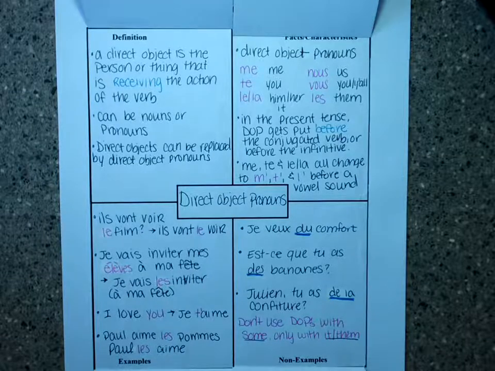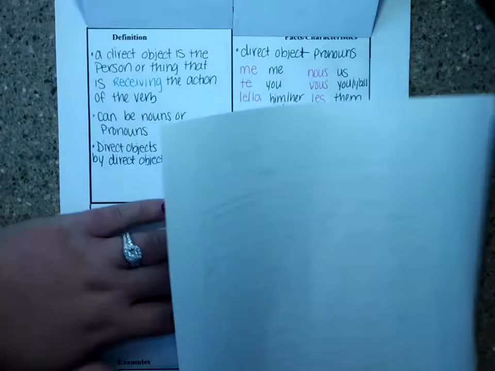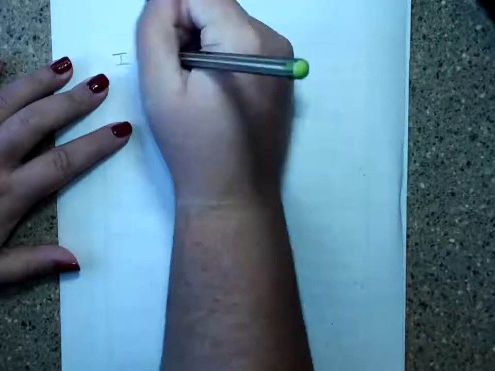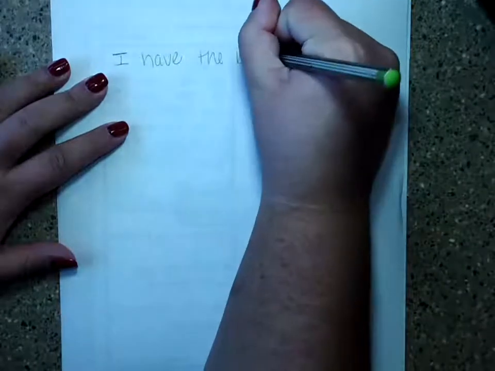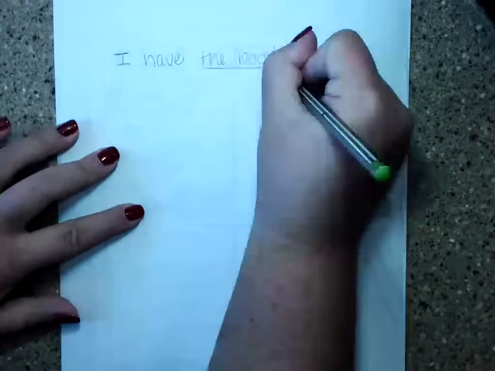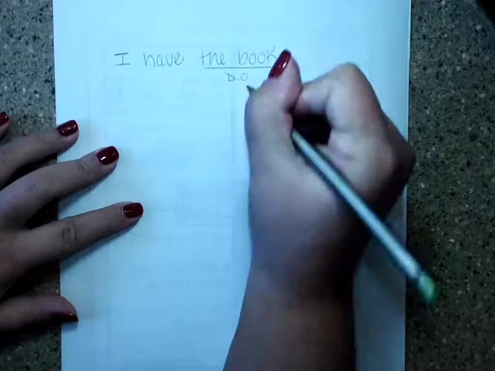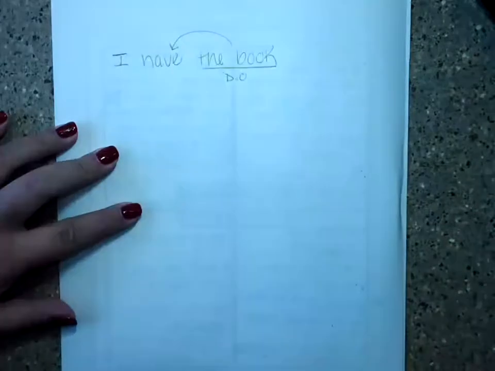Okay, so let's do an example together of replacing some direct object pronouns. So I'm going to just take a new sheet of paper, and on here, we're going to write this out together. So first off, let's start with a sentence. Let's say I have the book. So I have the book. In our sentence in English, the direct object is the book. This is our direct object because it's receiving the action of have.